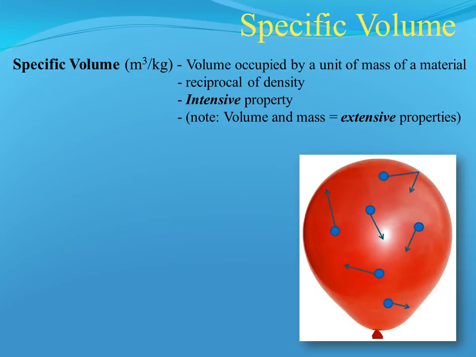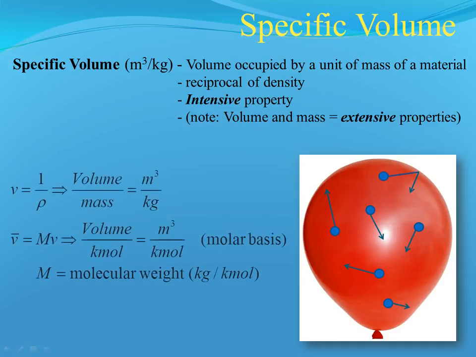It's the reciprocal of density. If you remember probably back from chemistry, you may have even used it in statics as well, density is equal to kilograms per meter cubed. So it's the reciprocal of density, it's 1 over density. It's an intensive property now. As I mentioned earlier, volume and mass are both extensive properties, but when we take the ratio of the two, we end up with an intensive property.